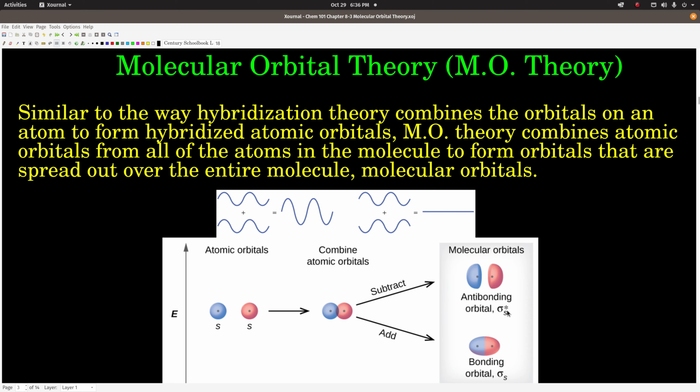That means anti-bonding. So the anti-bonding molecular orbital is higher in energy than the individual atomic orbitals, but the bonding molecular orbital is lower in energy than the individual atomic orbitals. One other thing to point out is that the number of atomic orbitals we start with, in this case 2, is always equal to the number of molecular orbitals that we end up with, 2, an anti-bonding and a bonding.